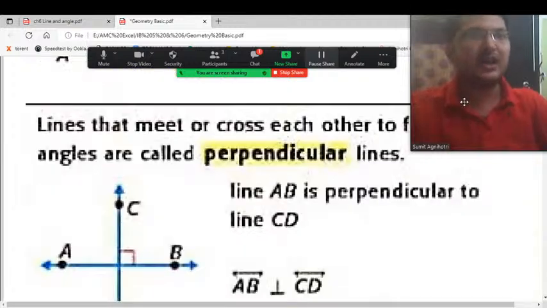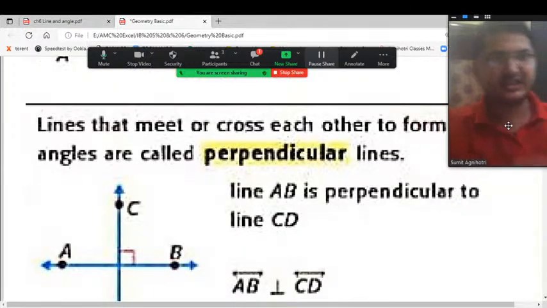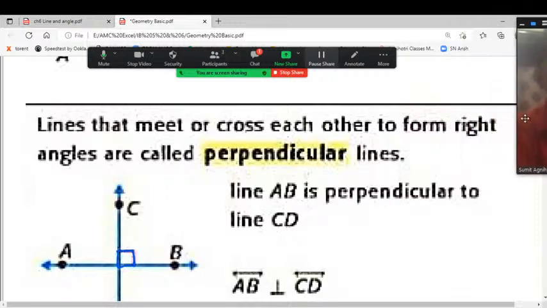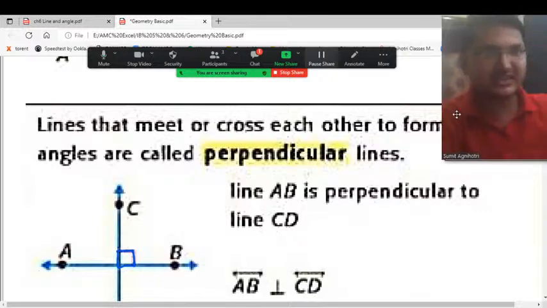Similarly, we have one variety of intersecting lines that are said to be perpendicular lines. Why do we call them perpendicular? Because they make an angle of 90 degrees here. That is why we call them perpendicular lines, lines that meet or cross each other to form a right angle. Now you will understand what the right angle is.